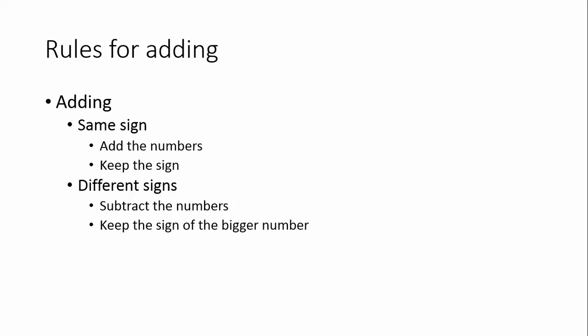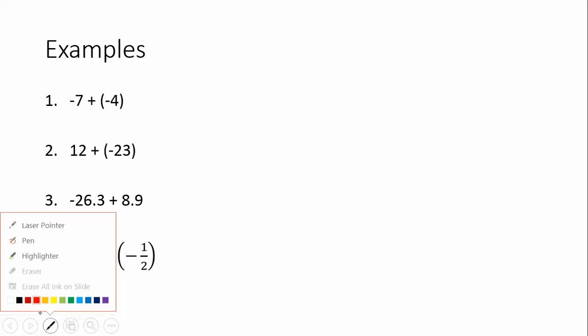When you are adding two numbers that have the same sign, you simply add the numbers and your answer has the same sign as the two numbers. When you are adding numbers with different signs, you subtract the numbers, but keep the sign of the bigger number for your answer. So let's look at some examples.